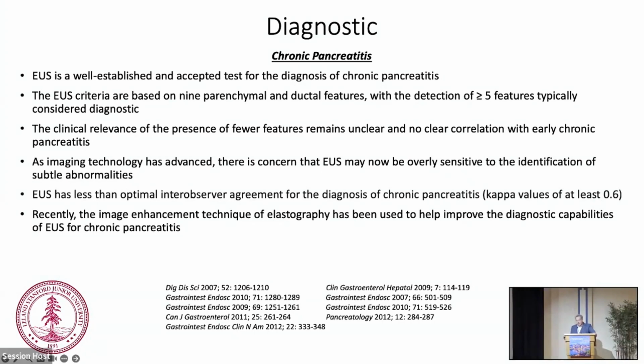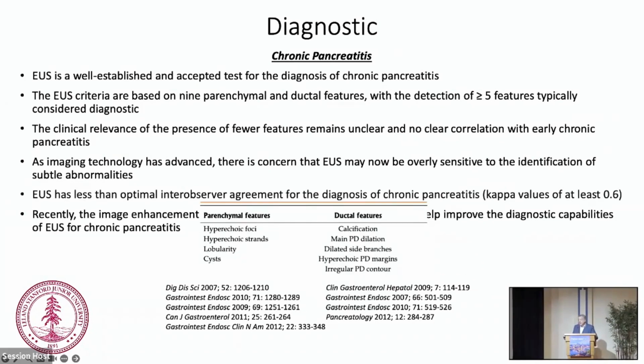And EUS, like any ultrasound test, is very observer dependent, and the inter-observer variability or agreement is not great, and we consider at least a kappa of 0.6. However, when you look at studies of chronic pancreatitis, if you really narrow down the criteria, you can have kappas approaching 0.6 or 0.7 in some studies. And recently, and I'll talk a little bit about this, some enhancement using elastography and contrast seems to help in some studies with chronic pancreatitis.